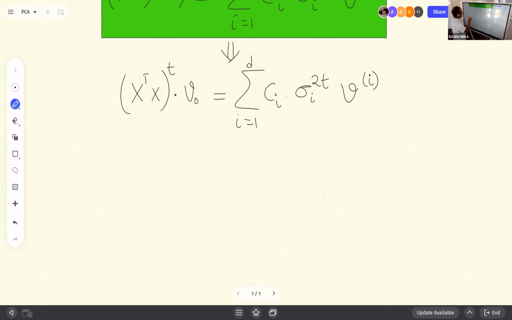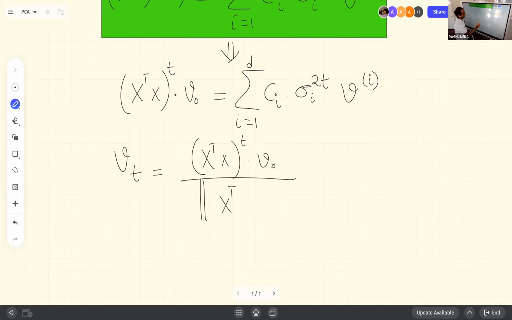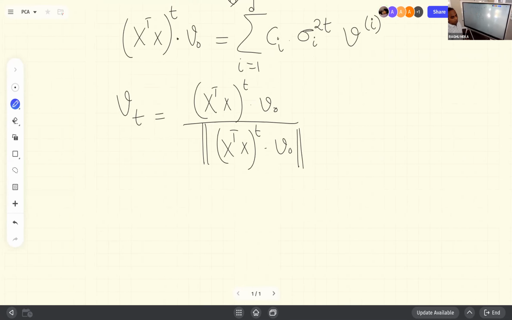Alright, so now if we go back to the power iteration, we said you have (X transpose X) to the t times v0 divided by the norm of (X transpose X) to the t times v0. Okay, so this was what our algorithm was doing. And we also have some intuition now for what is happening in terms of the basis of singular vectors. Okay, so now let's analyze what happens to the numerator and denominator separately.